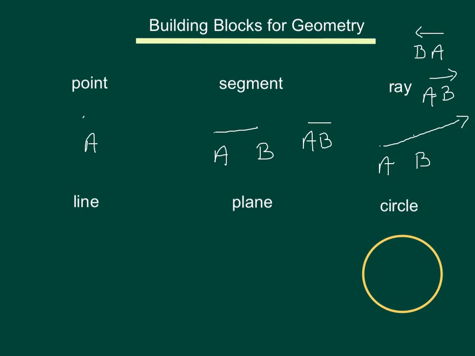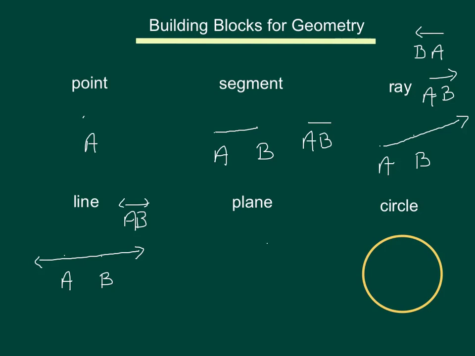Alright, one more thing we can do with 2 points is make, as you probably can guess, a line. And a line basically takes that segment from A to B and extends it in both directions. And AB with the line symbol above it would be a way to notate that.